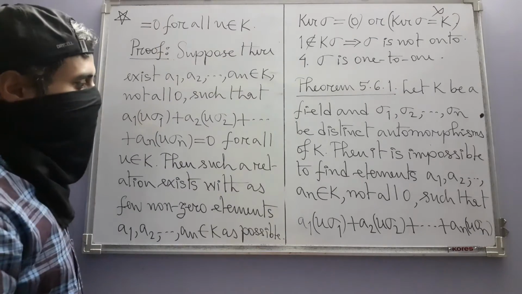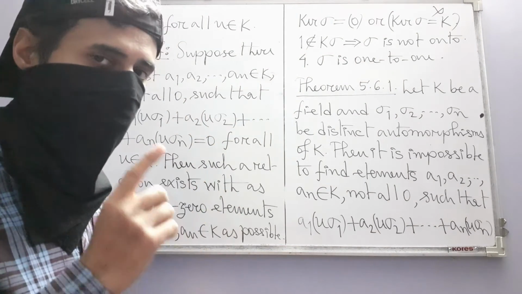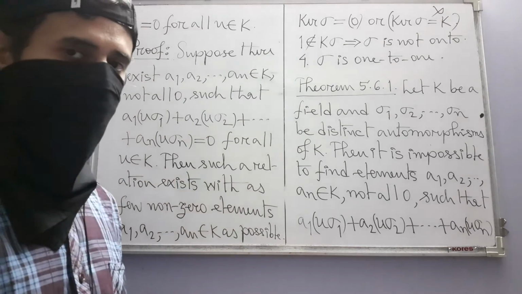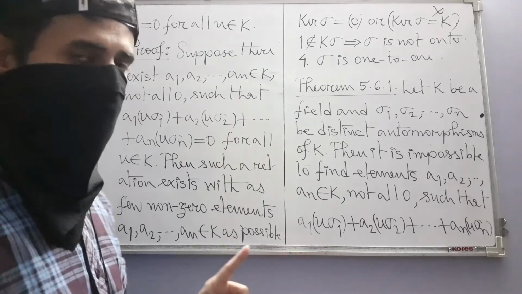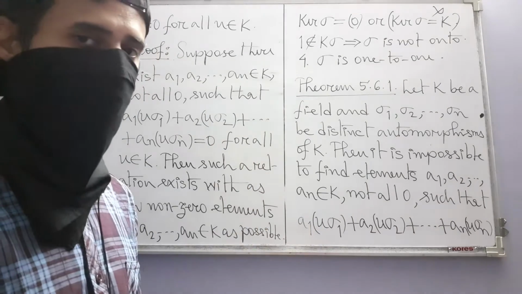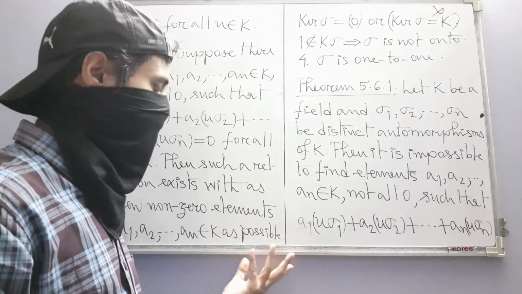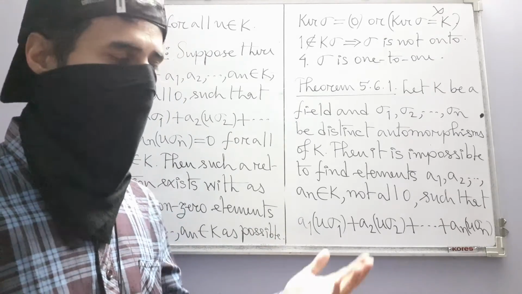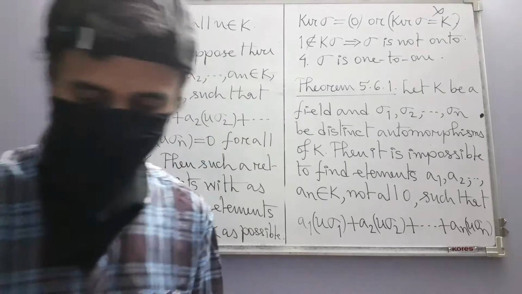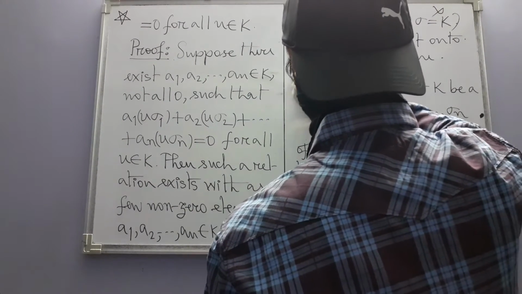So among all such possible lists of these elements for which such relations are true, you can find a list which has as few non-zero elements as possible. There is at least one non-zero element in every such list, but with the fewest number of non-zero AIs. We will come across one such list, and this fact comes from the well-ordering principle, which says that every non-empty subset of the set of natural numbers has a least element. So let us now consider one such relation in which the number of non-zero AIs is the minimum.